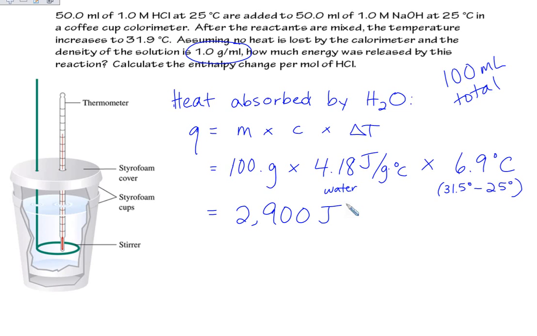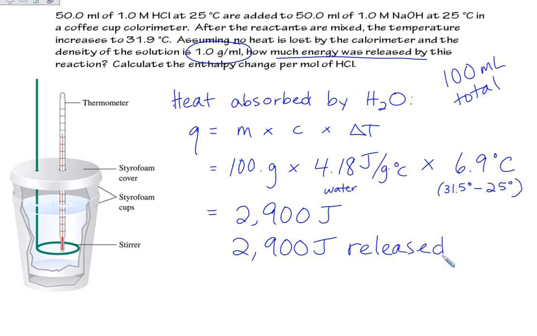And again, with these thermo problems, you get your final answer, which is great, but we also need to indicate the direction of the energy flow. This was energy absorbed by the water, which must have meant that the reaction itself was exothermic, which they kind of hint. How much energy was released by the reaction? So here's the amount that was absorbed by the water. It's also the amount released by the reaction. So you could either do this. You could write 2,900 joules released.